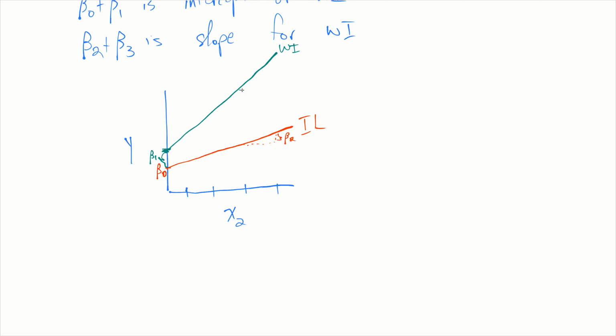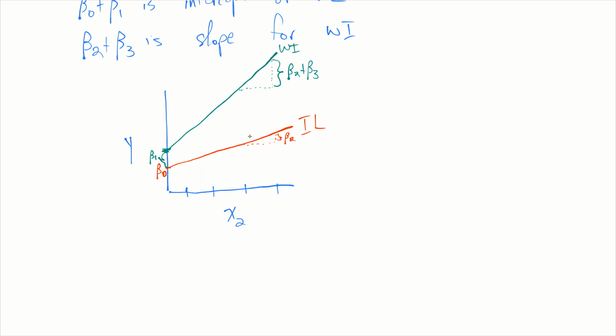Now let's say that we have this slope. This is the slope of Wisconsin. So this distance here, this change in y for a unit change in x, is equal to beta 2 plus beta 3. So that's the slope for Wisconsin. Okay, so beta 3 is the difference in the slope. And beta 3 could be negative, right? If you fit the model, it could take any number, so you could have a negative slope.